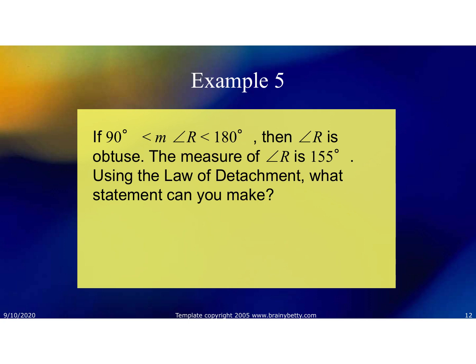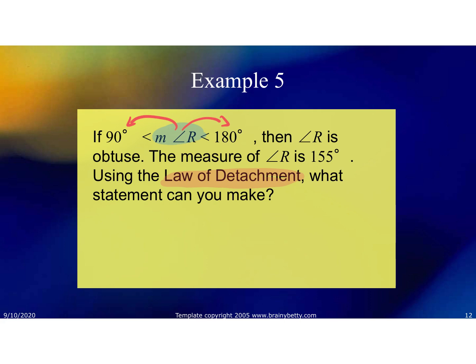Now it wants us to use the law of detachment. So this one, my original conditional is this: if the measure of angle R is greater than 90, but less than 180, then angle R is obtuse. So given that we have an angle in between 90 and 180, then it's an obtuse angle.